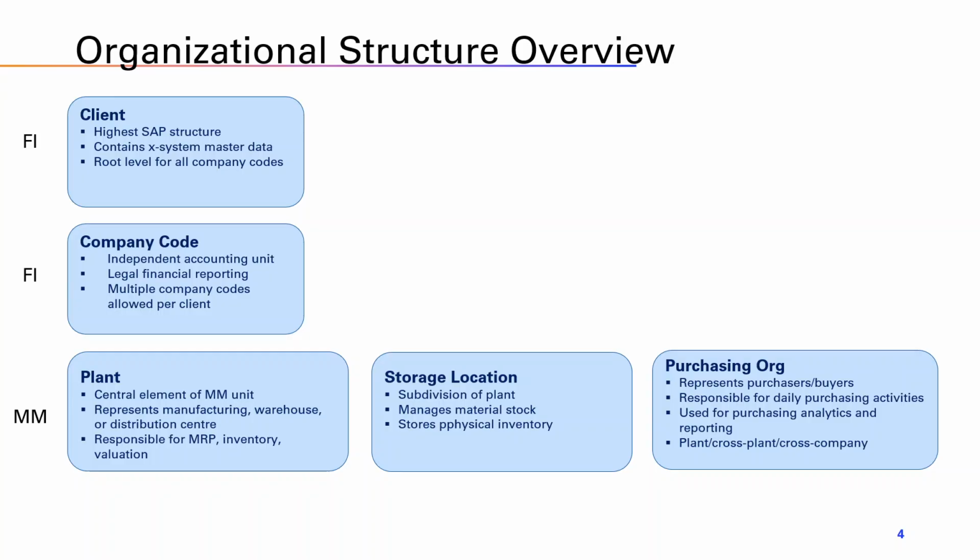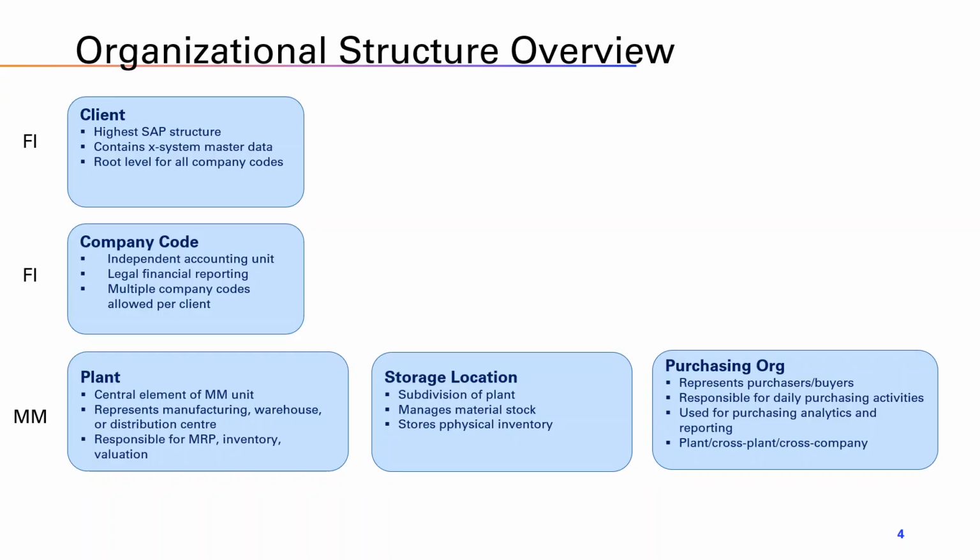Client is the highest level in SAP system. It contains system-wide master data and settings. All company codes, plants, and organizational units exist inside a client. Remember, client is the root level in SAP.